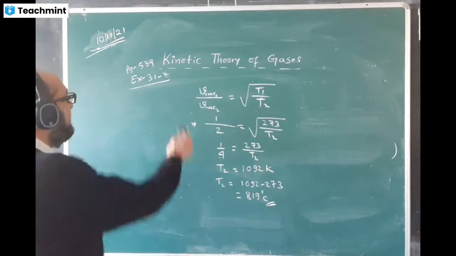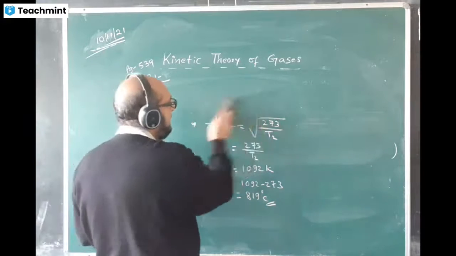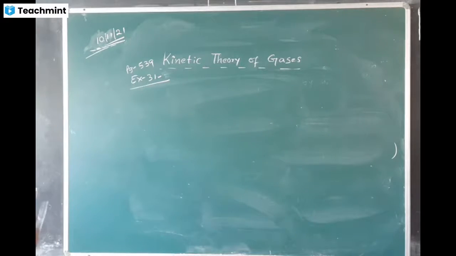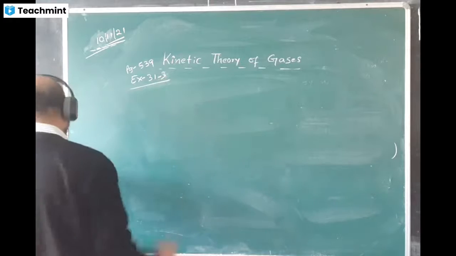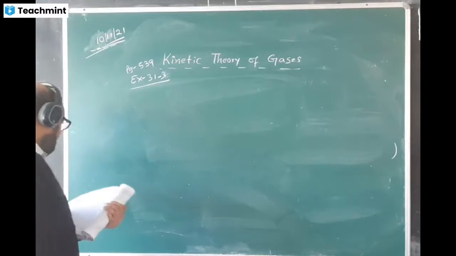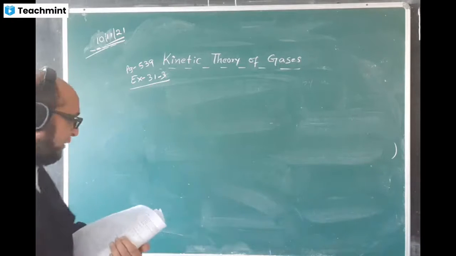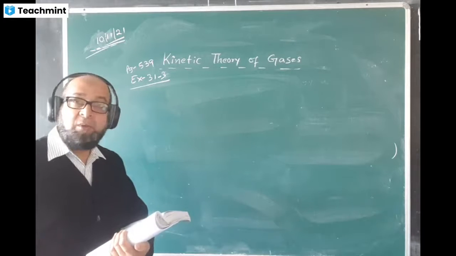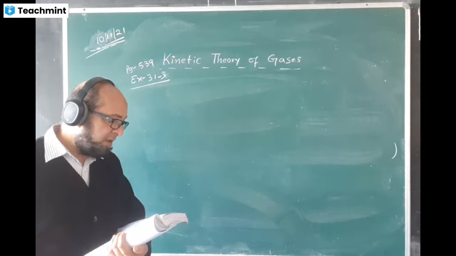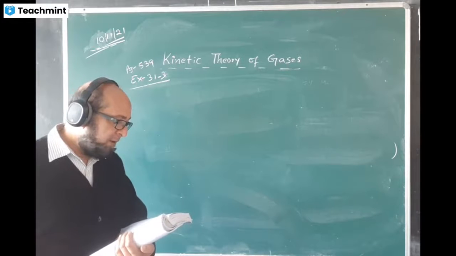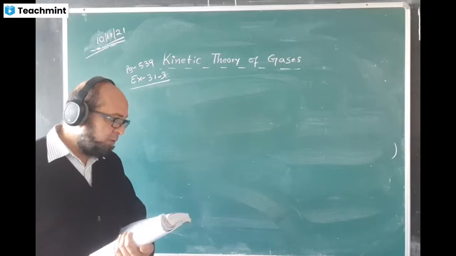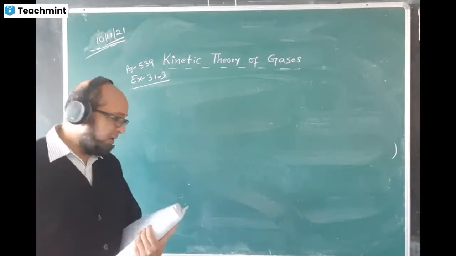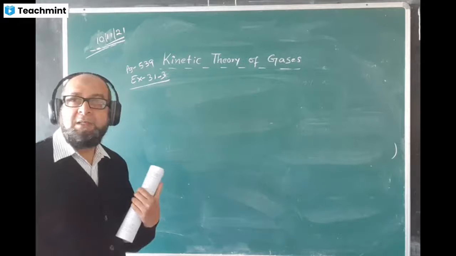Now, example 13-3. Next one is example 13-3. Estimate the temperature at which the oxygen molecules will have the same RMS velocity as the hydrogen molecules at 150 degrees Celsius. Molecular weight of oxygen is 32 and that of hydrogen is 2. There are two different gases and you have to compare their RMS velocity.